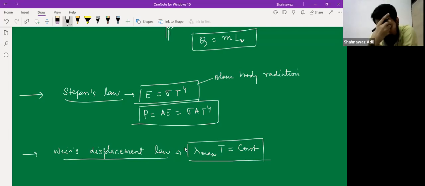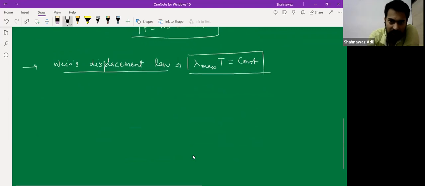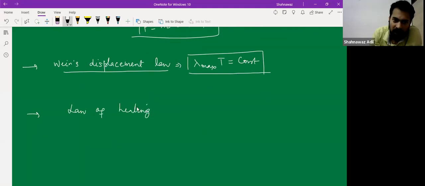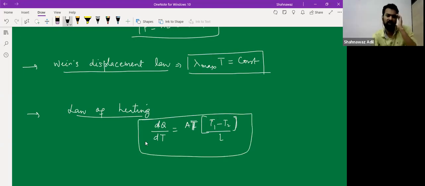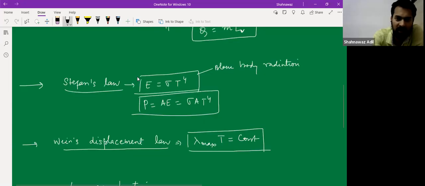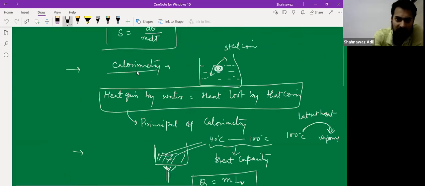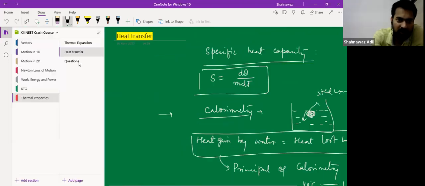Okay. And one more thing that I wanted to tell is the law of heating. What does it say? It says that your change in heat is equal to what? A L, and then T1 minus T2 by L, so this L cancels. So this is what the law is, Newton's law of heating. Okay, guys, any question up to this point? We will just remember these formulas, and then we will directly apply them on the questions that we are going to discuss. So let us move on to some questions.